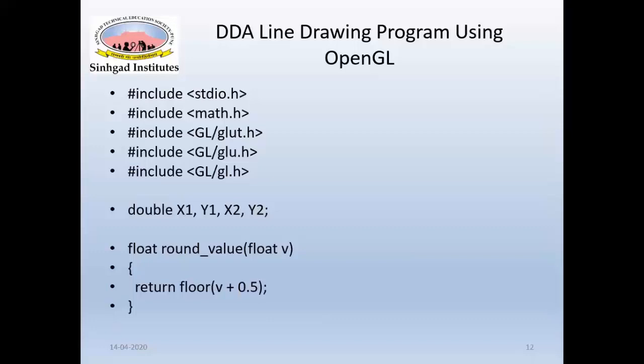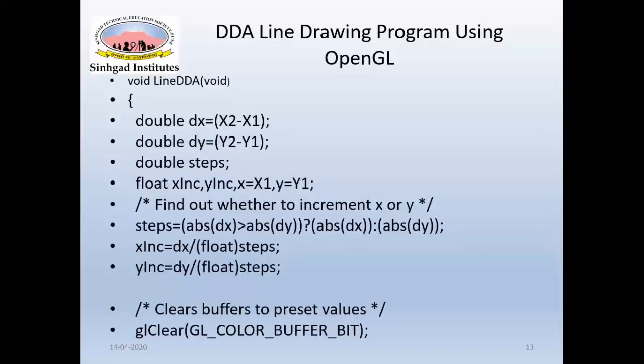We are having one round value function which is going to round the value taken as input, float v. So it will return floor of v plus 0.5. By adding 0.5 it is going to round the values. Then we are having this line DDA function, which first calculates the differences of x values and differences of y values, that is x2 minus x1 and y2 minus y1.